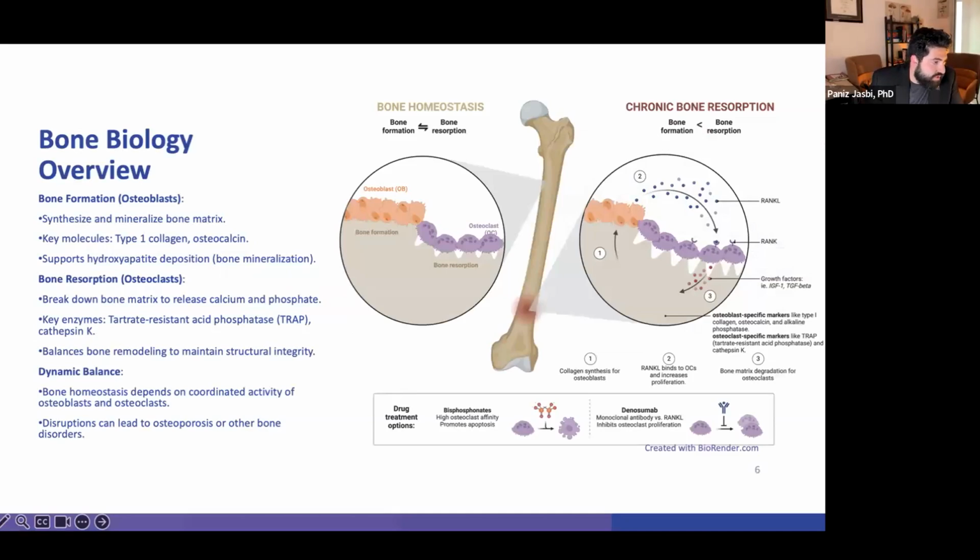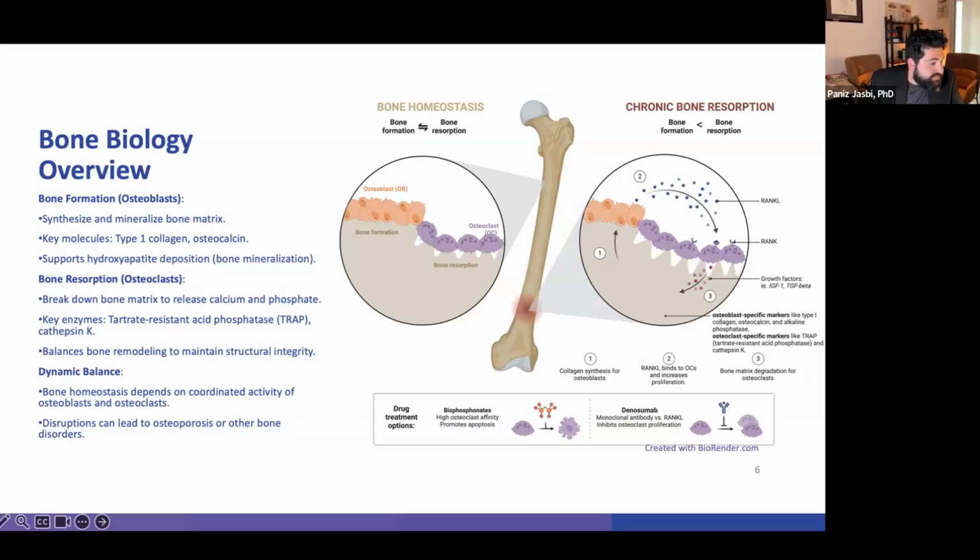So here's a quick review of bone biology, right? When we have this process of synthesis and the mineralization of the bone matrix, osteoblasts are responsible for this, both during initial bone formation and then later during bone remodeling. We have some key molecules here to discuss, right? We have type 1 collagen and osteocalcin. Osteoblasts produce type 1 collagen. This constitutes the majority of the bone matrix, as I mentioned earlier, and osteocalcin, the non-collagenous protein that plays a role, again, in bone mineralization, the support of hydroxyapatite deposition. So the matrix produced by osteoblasts becomes mineralized with hydroxyapatite, a crystalline structure composed of calcium and phosphate, and it provides bone with strength and rigidity.